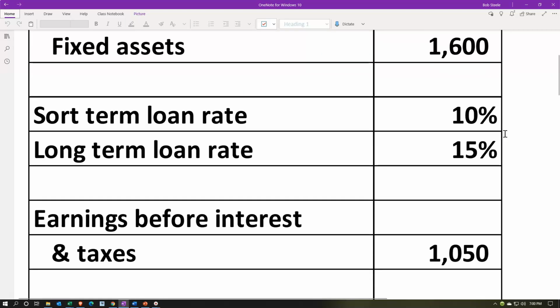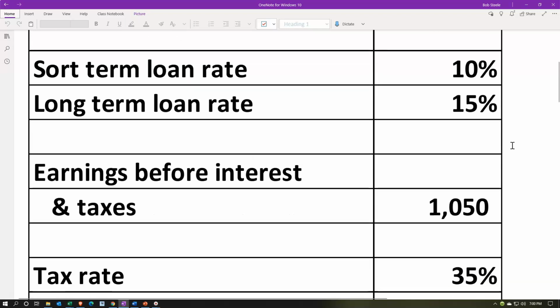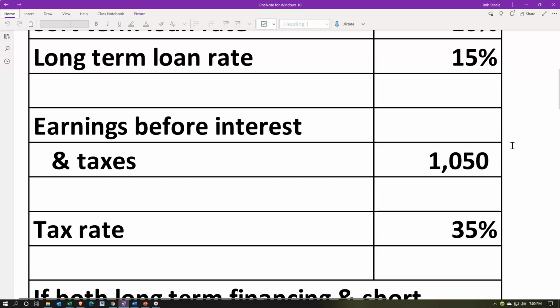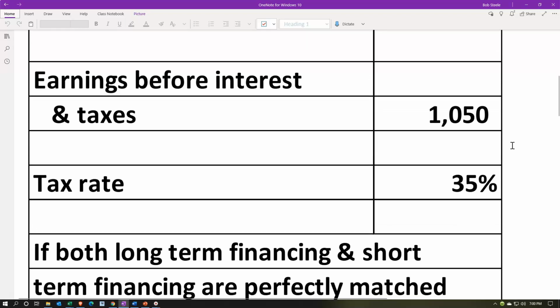So if we scroll down, the short-term loan rate is going to be 10%. The long-term rate is going to be 15%. Remember that the 10% is typically going to be more aggressive because it could change in the future. It might be more of a flexible rate. The long-term rate is often higher because you have more surety with it, a longer loan, and possibly a locked down rate. So you're trading off the risk and possible reward with those two rates.